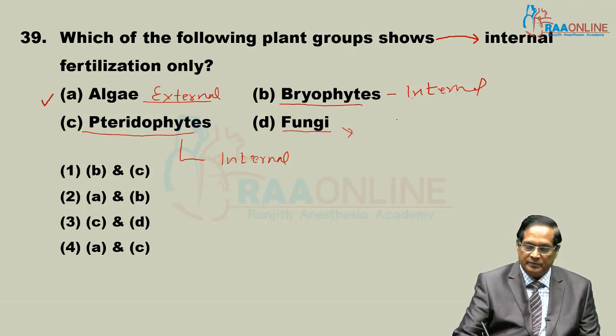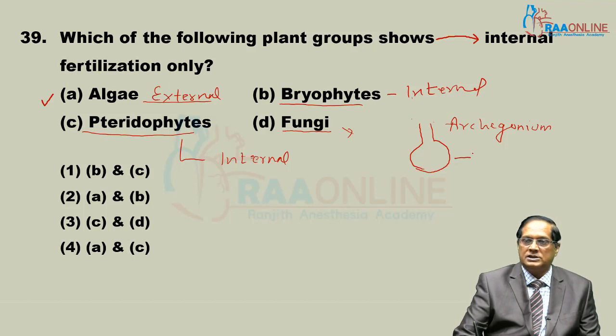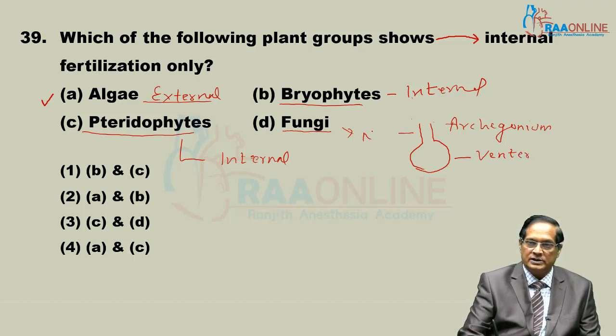So see this one. The female reproductive structure in bryophytes and pteridophytes is the archegonium. Its swollen base is known as the venter, and the elongated portion is the neck.